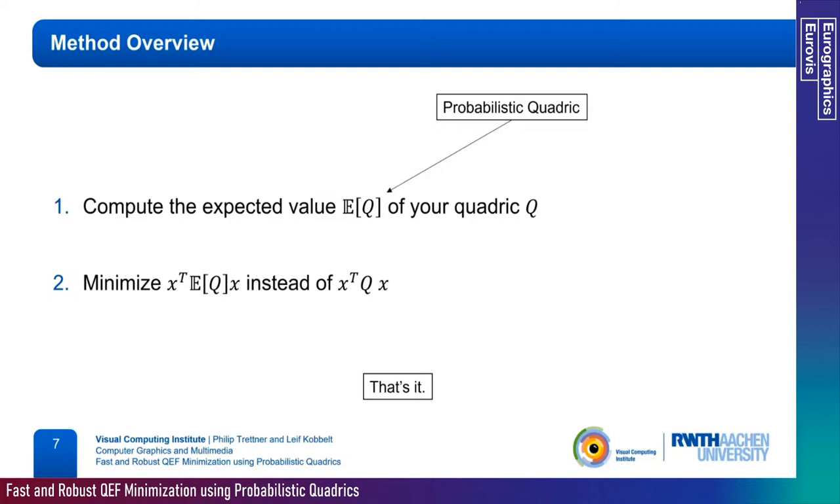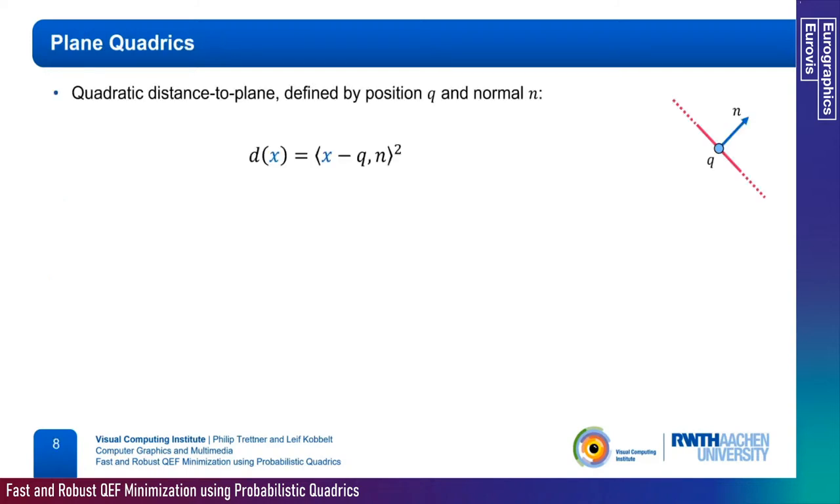If you apply this method, it turns out that this is not only more robust against noise and beneficial even for clean meshes, but it's also a lot faster to work with probabilistic quadrics because the minimization can avoid using a singular value decomposition. Okay, let's start with a simple concrete example, the ubiquitous plane quadric. This also serves as a small refresher on quadrics in general.